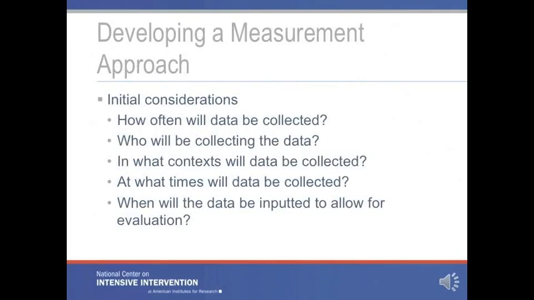After the target behavior has been identified and defined, school personnel must consider several other issues for successful use of DBR. These include determining how often the data are going to be collected, who's going to collect the data, what contexts are going to be the focus, at what times the data are going to be collected, and when the data will be inputted and evaluated. Many of these decisions will be guided by the available data, such as the particular context to be focused on or the specific time. Others will be decided through consensus and depend on various responsibilities of the personnel involved, such as when to input and evaluate the data.